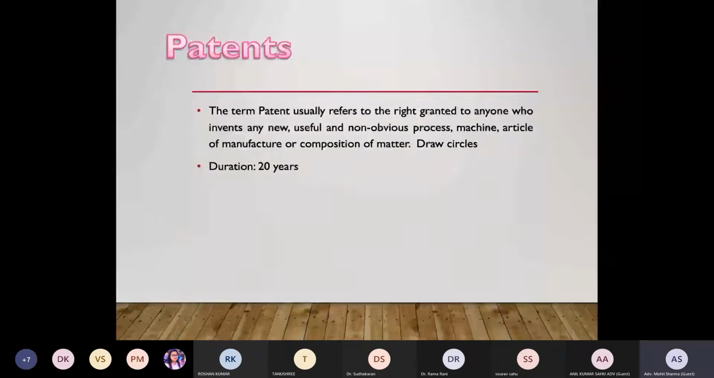The third concept is patents. That is the third area of IPR itself. Patent usually refers to the rights granted to anyone who invents any new, useful, and non-obvious process, machine, article, manufacture, or composition of matter. Their validity is for 20 years.